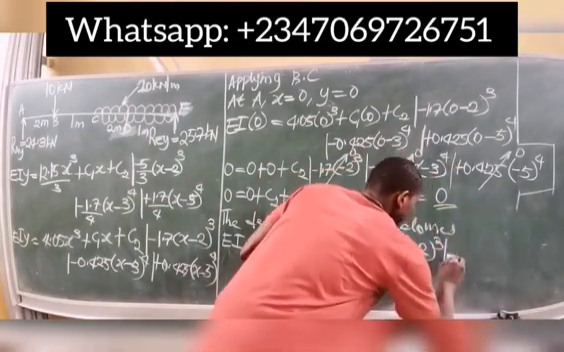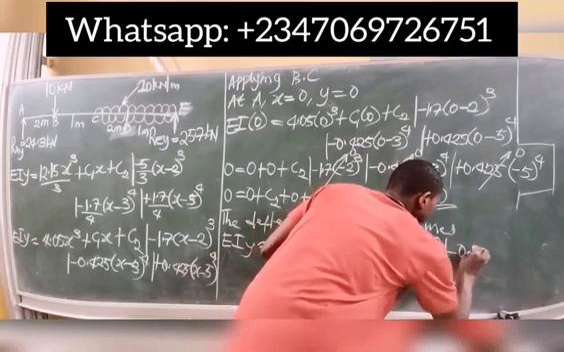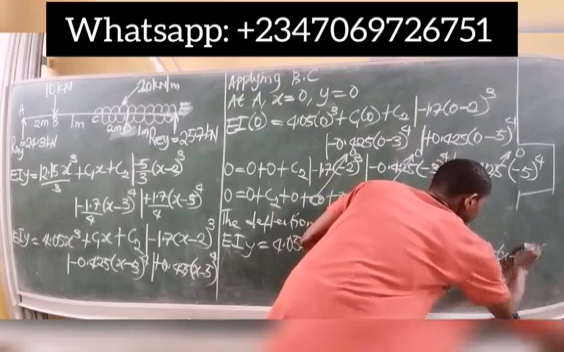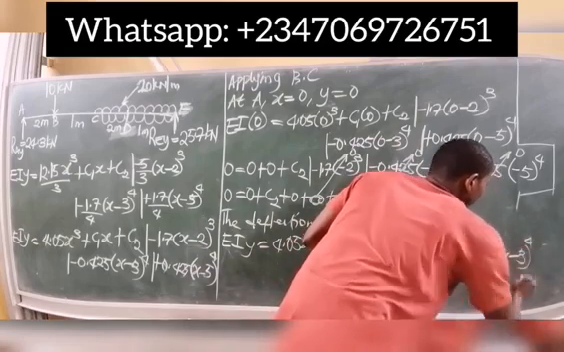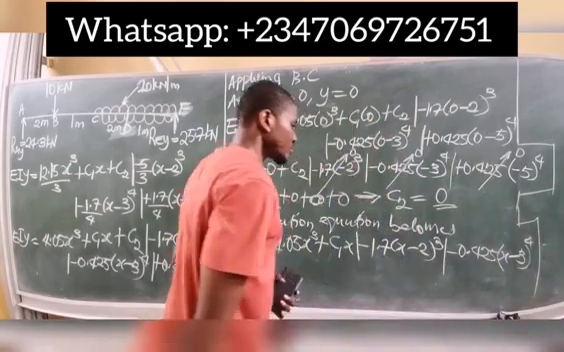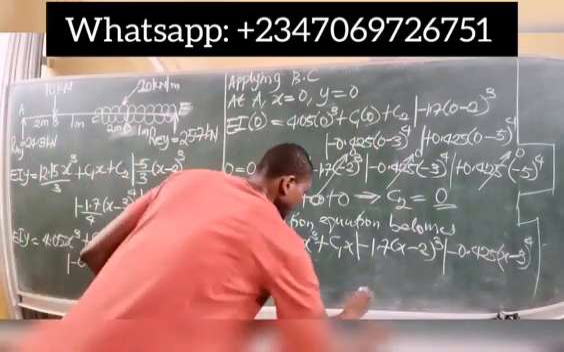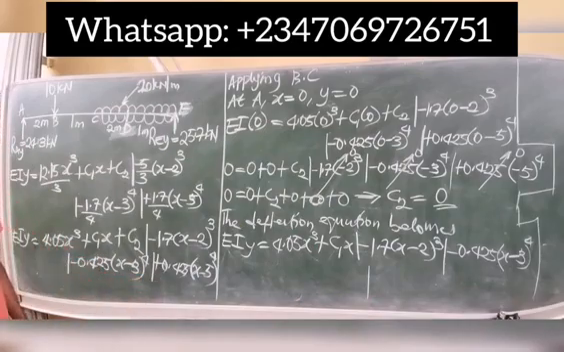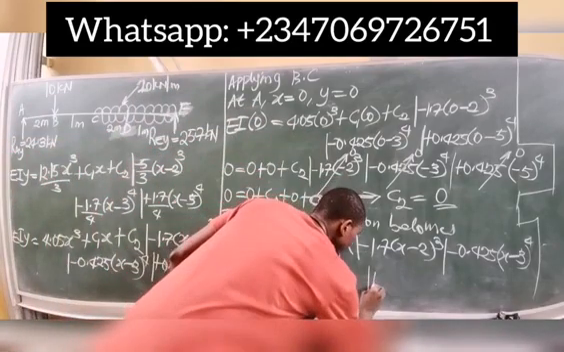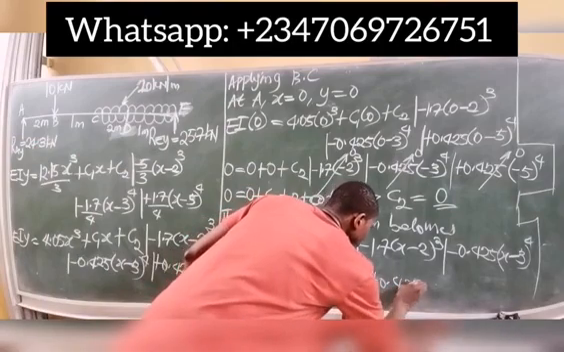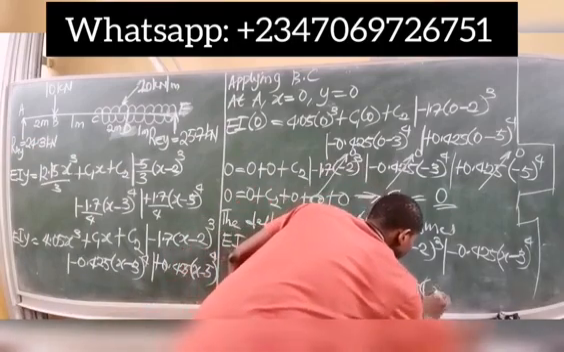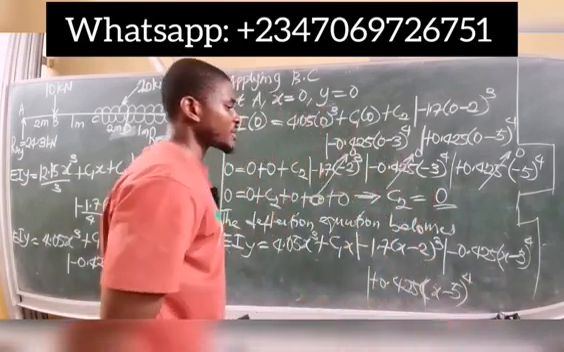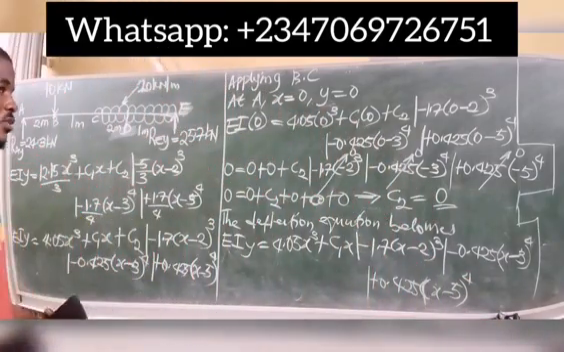Minus, put down your Macaulay's bracket. Minus 0.425 into x minus 3 to the power of 4. Finally, put down your Macaulay's bracket. We have here plus 0.425 into x minus 5 to the power of 4. That becomes the deflection equation.